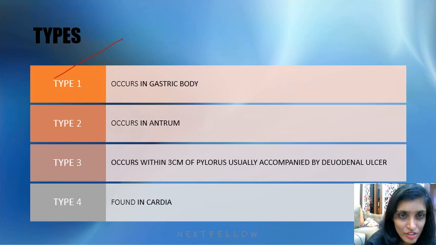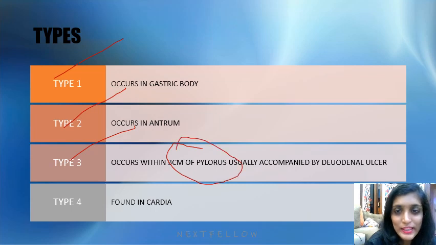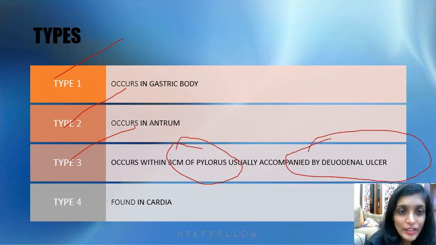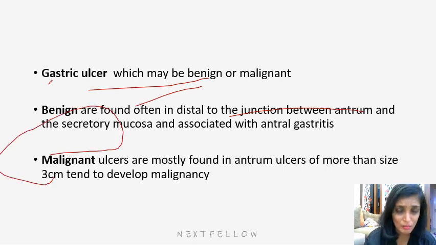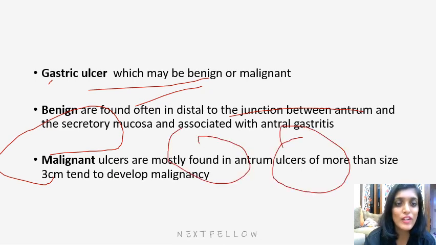Type 1 occurs in the gastric body, type 2 occurs in the antrum, type 3 occurs within 3 cm of the pylorus, usually accompanied by duodenal ulcer, and type 4 is found in the cardia. Coming to gastric ulcers, a gastric ulcer may be benign or malignant. Benign ulcers may be found distal to the junction between antrum and secretory mucosa, associated with antral gastritis. Malignant ulcers, which are usually found in the antrum and are more than 3 cm in size, tend to develop malignancy.